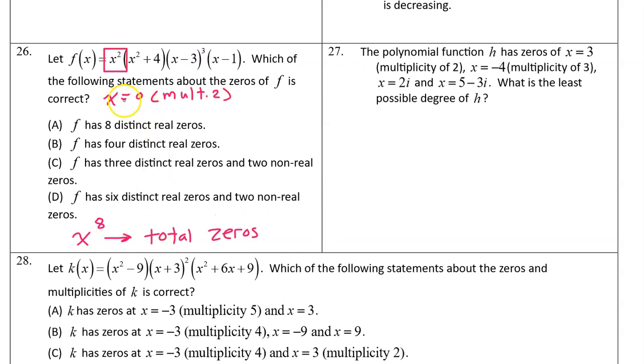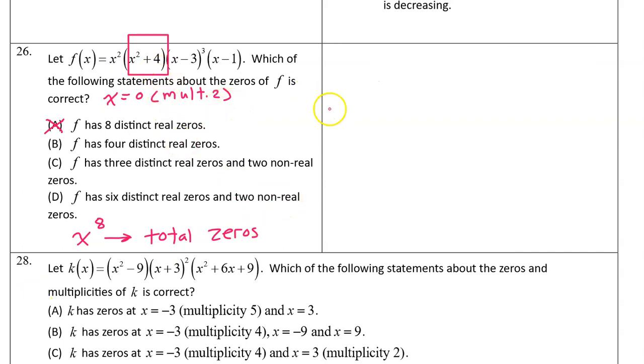One of them is x equals 0 with multiplicity 2. So immediately that means that A is not the answer. There's a total of 8 zeros, and there can't be 8 distinct zeros if one of them is already repeated. There can't be 8 different zeros if we already know that one of them is repeated twice.